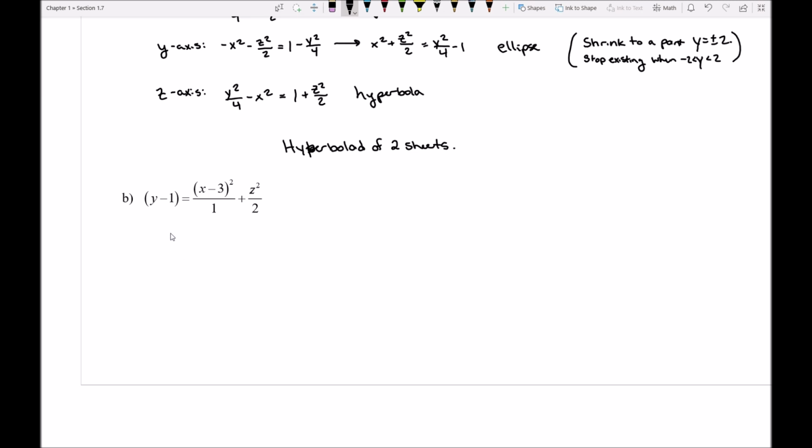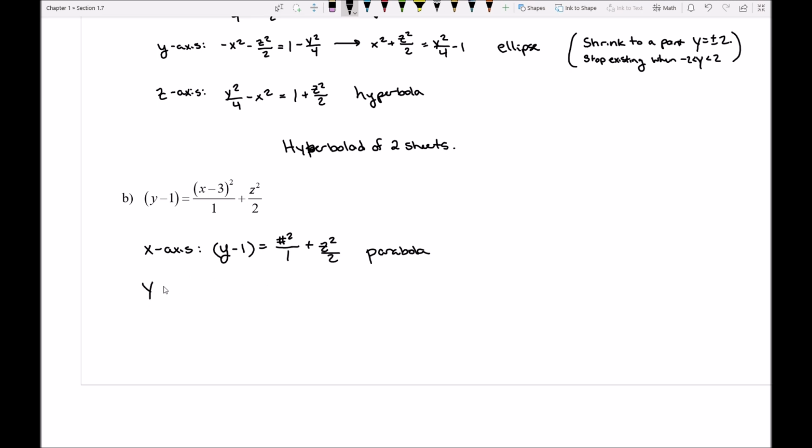So again here, if I was to look down, say, the x-axis, if I was to replace x with a number, notice that what I'm going to end up with here is y minus 1 is going to be equal to, I'm just going to say, some number squared over 1 plus a z squared over 2. Notice I'm just kind of saying that whatever number I plug in for x, when I subtract 3 from it, I just get some other number. And overall here, I think that this shape would produce a parabola.